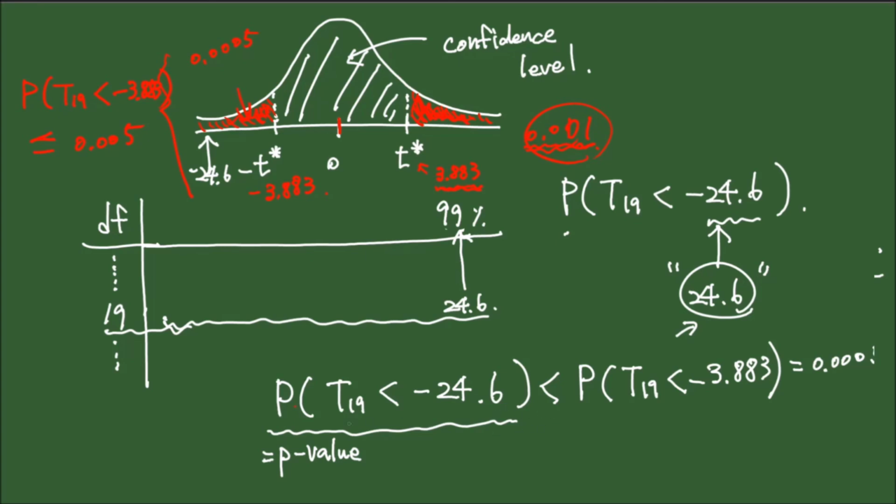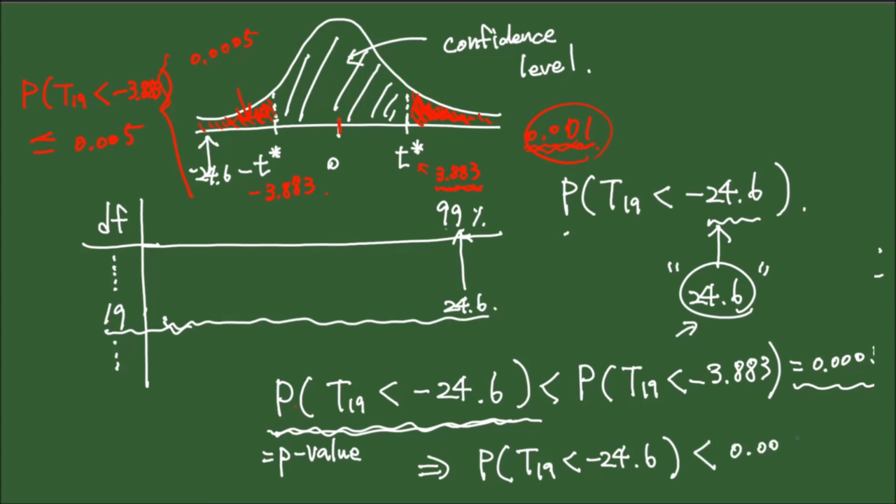So when I think about this probability and that equality, I can say the probability of T19 being less than negative 24.6 is less than 0.0005, which is way less than, which is impossible to see happen, under our friend's opinion, under the assumption that the null hypothesis is true.